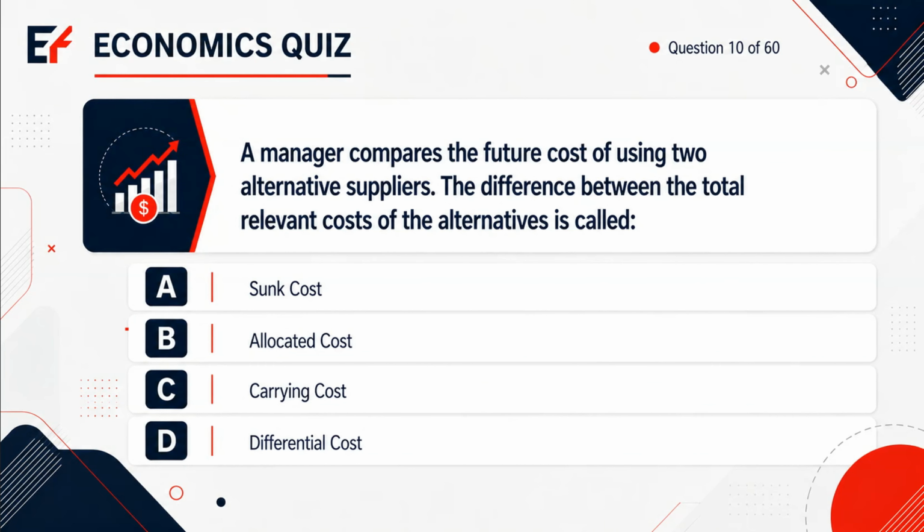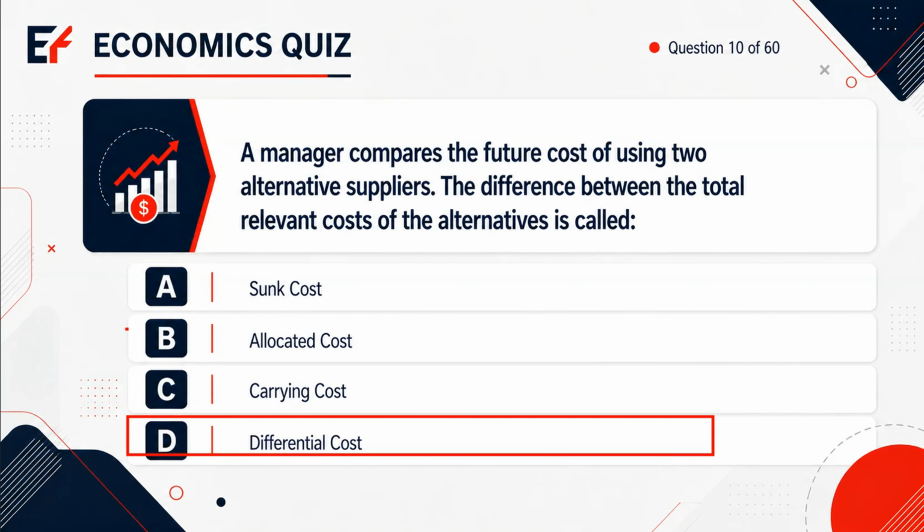Question 10. A manager compares the future costs of using two alternative suppliers. The difference between the total relevant costs of the alternatives is called A, sunk cost, B, allocated cost, C, carrying cost, D, differential cost. The correct answer is D.